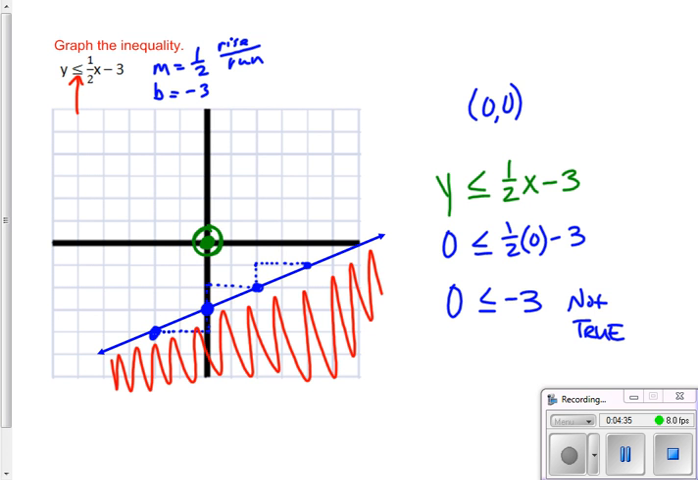And here's that test point that I chose. That point is not true. That point is above the boundary. So if it's not true above the boundary, you would shade below the boundary, as we already have done, because we used the other method to do our shading.